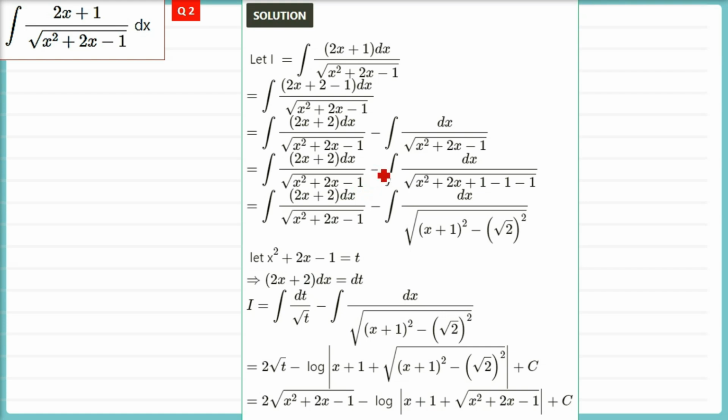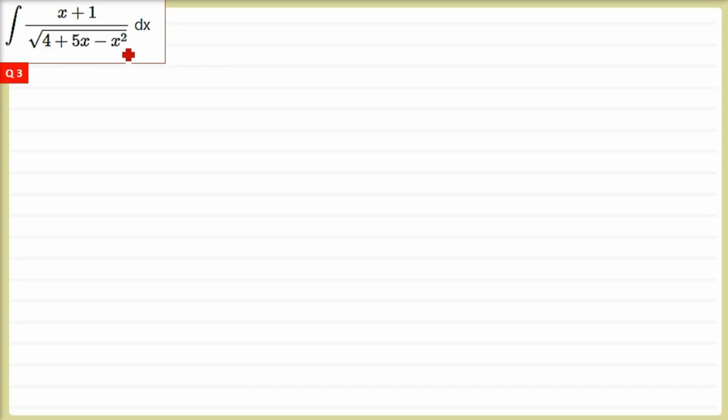Alright, so this is the way you are going to follow, and these steps are very important. The previous question, the way we have carried it out, you can go about this one the same way. Integration of 4 plus 5x minus x square. Now the problem here is that we have a quadratic with a negative x square. So what is the differentiation of 5x minus x square? It's simply 5 minus 2x.